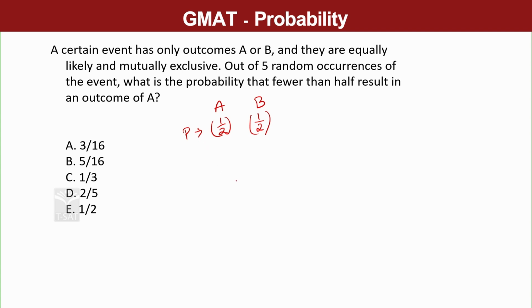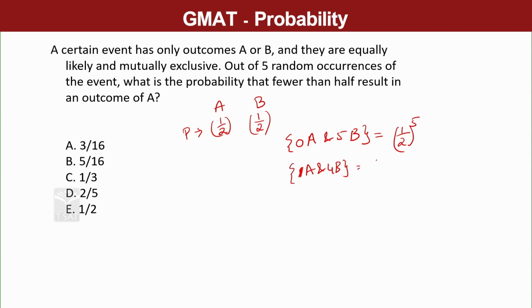Probability P of A is half, P of B is half. And out of 5 random occurrences, what is the probability that fewer than half result in outcome of A? Fewer than half, half of 5 is 2.5, but these are counts of outcomes. So, let us say less than or equal to 2. So, let us say there are 0 A's and 5 B's. What is the probability of having that? It is 1 by 2 whole to the power of 5. Or you have 1 A and 4 B's.